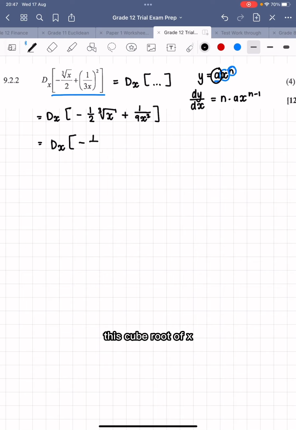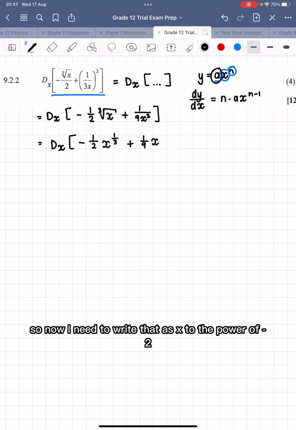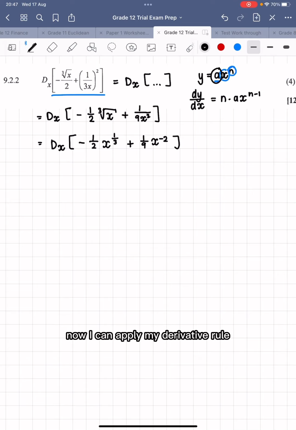This cube root of x, I'm now going to write as x to the power of a third. And now we have that in the correct form in order for us to apply our derivative rule. The next one, again, it's almost like you're taking out that fraction. And then at the bottom, we still had an x squared. So now I need to write that as x to the power of negative 2. Now I can apply my derivative rule. So I'm going to take my exponent, multiply it by the coefficient that I had, and then I'm going to minus 1 from that exponent.